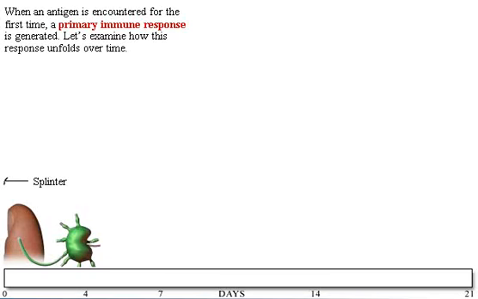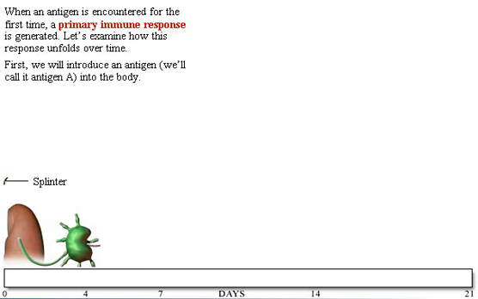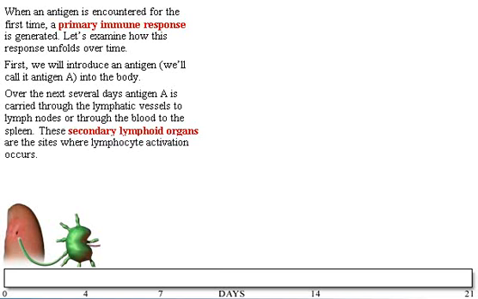When an antigen is encountered for the first time, a primary immune response is generated. Let's examine how this response unfolds over time. First, we will introduce an antigen, we'll call it antigen A, into the body. Click the splinter to begin. The antigen usually enters the body across mucosal membranes, but it can also enter the body through the skin, as shown here. Over the next several days, antigen A is carried through the lymphatic vessels to lymph nodes or through the blood to the spleen.